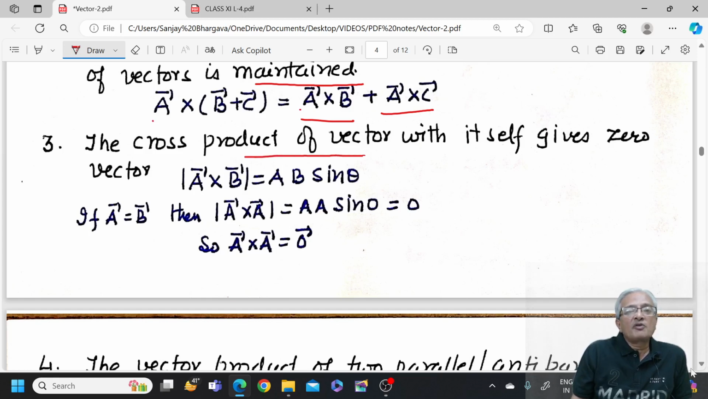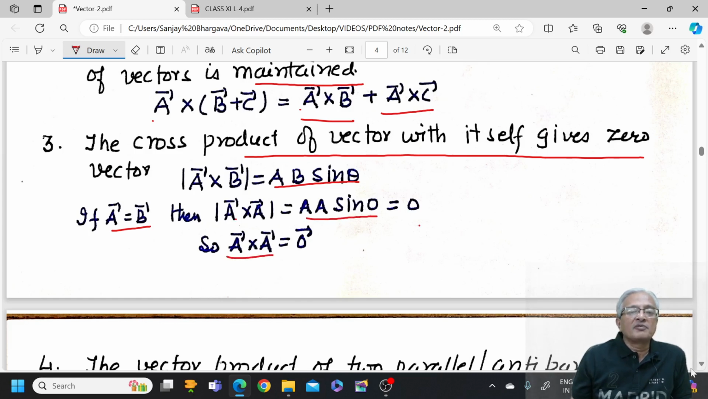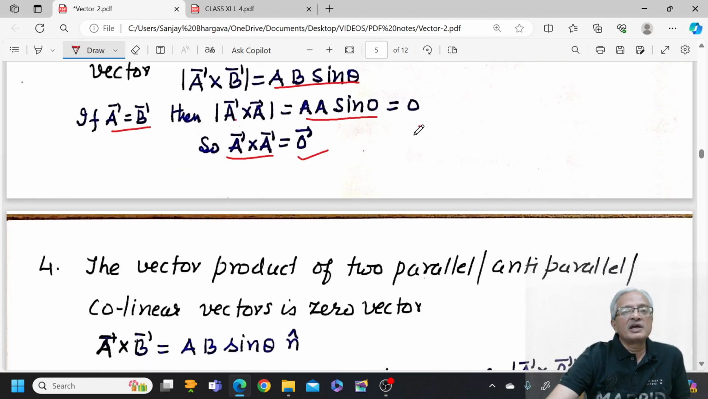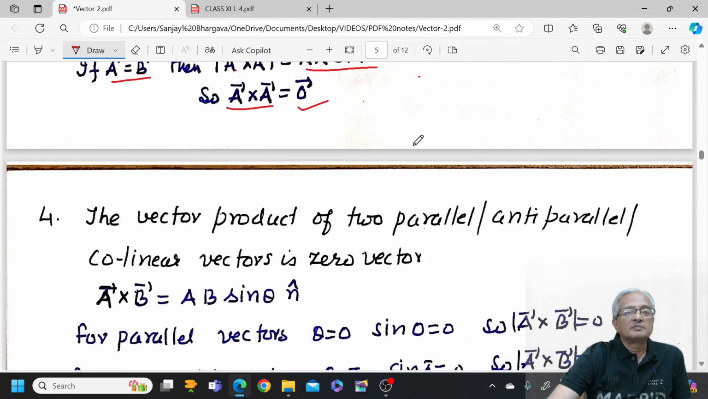The cross product of a vector with itself gives the 0 vector. The magnitude of A cross B is AB sine theta. So if I write A equals B, then the magnitude of A cross A would be AA sine 0, which is 0. So I can write the cross product of a vector with itself would be equal to 0. So I obtain the cross product of a vector with itself as the 0 vector.